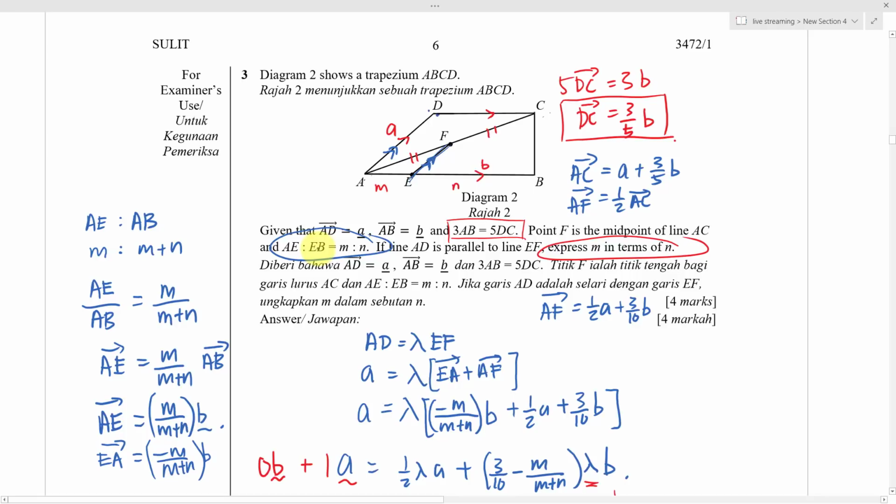So over here, I would suggest you to actually use the AE ratio AB, because we already have AB, so we can substitute something in, and then we have less m and n in the whole equation.